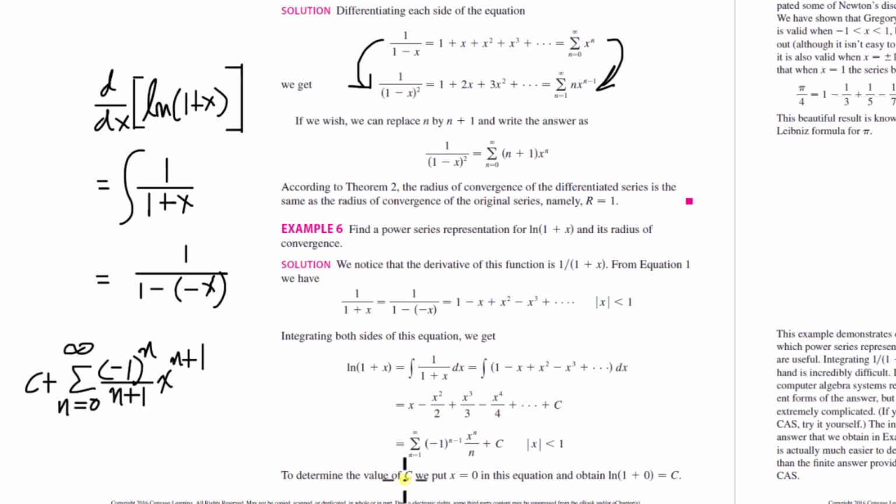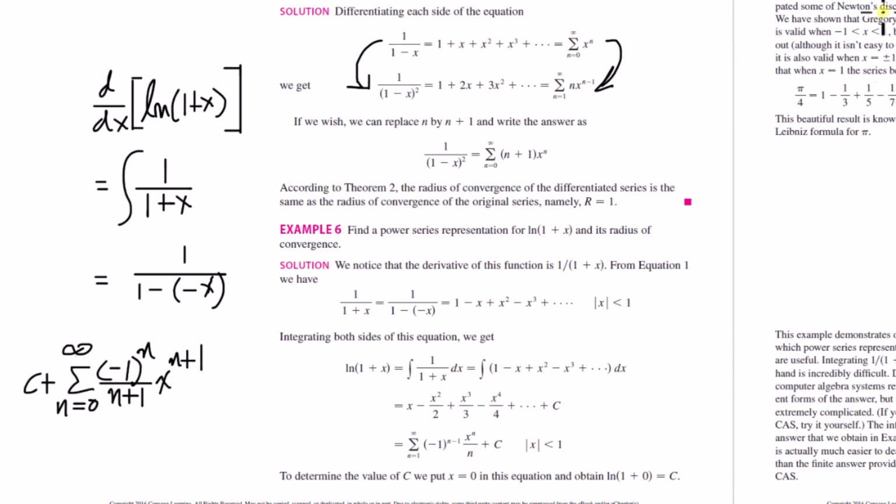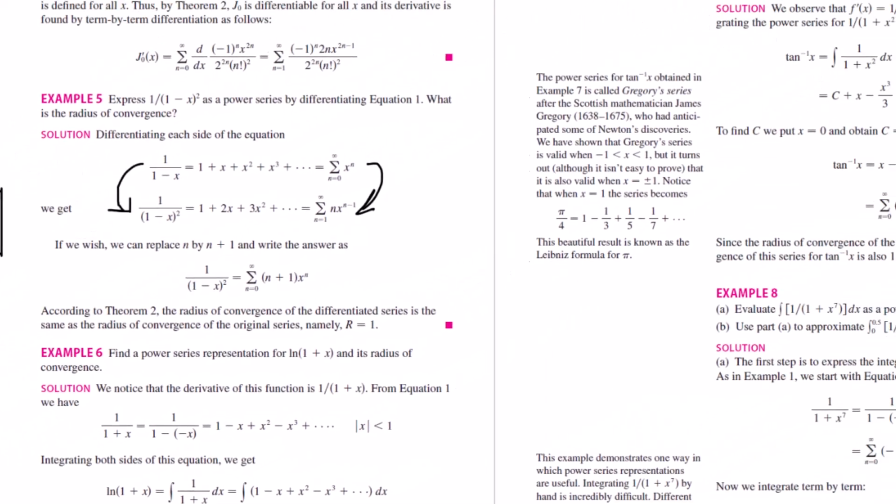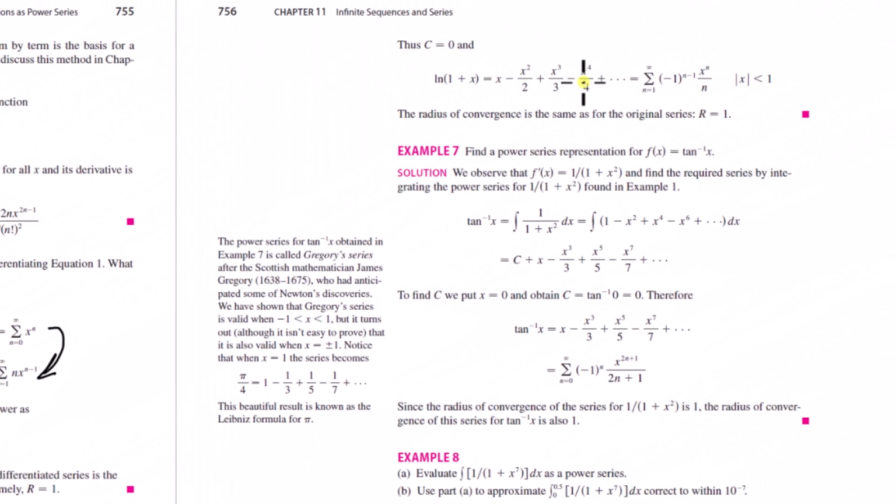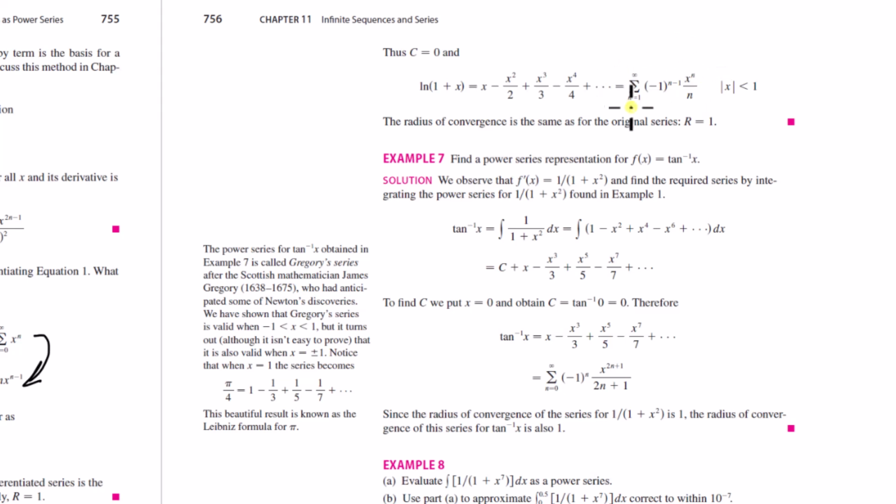To determine the value of c, what we do is we put x is equal to the center point. And then with that, you can solve for c. In this case, c is equal to 0. So here it is, natural log of 1 plus x, and there it is. There's the power series representation.